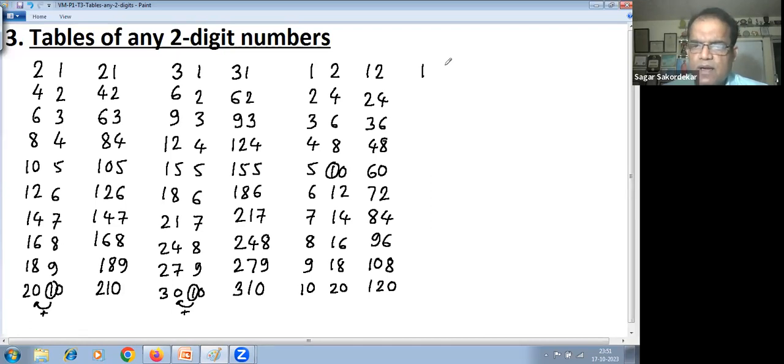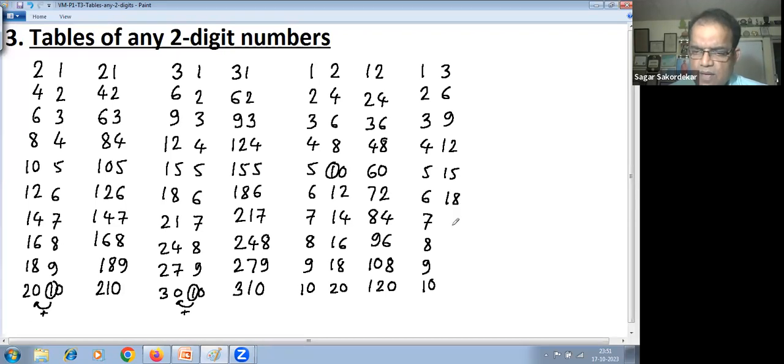So pause here and try the table of 13. First, table of 1: 1, 2, 3, 4, 5, 6, 7, 8, 9, 10. Table of 3: 3, 6, 9, 12, 15, 18, 21, 24, 27, 30. So the first step is over. Now as long as it is single digit to the right, just join. 13, 26, 39. And double digit starts from the fourth step here.